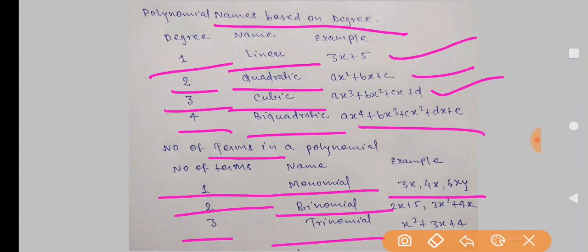2x plus 5 has two terms, 2x and 5, so it is a binomial. 3x square plus 4x has two terms, so it is a binomial. x square plus 3x plus 4 has three terms, so that is a trinomial. So on the basis of degree: linear, quadratic, cubic, biquadratic. On the basis of terms: monomial, binomial, trinomial. If there are many terms, then it is called a polynomial.